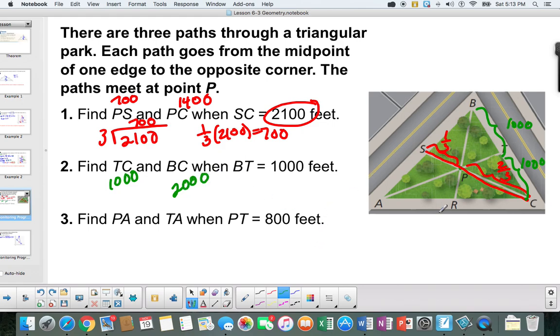Okay, last one, PA and TA when PT is 800 feet. So I'm going to choose a different color. PT is 800 feet. That is 1/3 of the way. So 2/3 of the way will be double that. That's 1600. So this will be 1600. And then all the way across will be 3200.